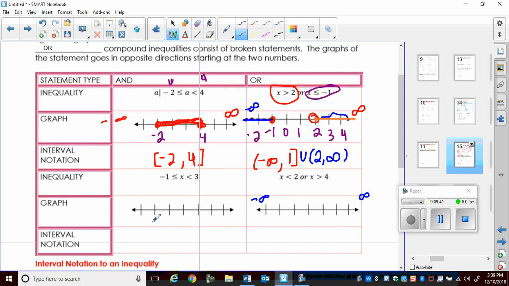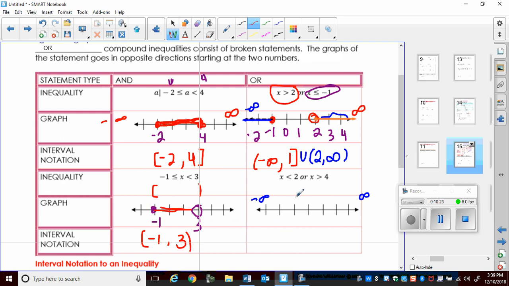So for the AND statement, I'm just going to put my numbers on there, -1 and 3, right? It's filled in at -1. It's a big gaping hole at 3. And I know for a fact that I'm just joining these two points together. Now the interval notation, since it's filled in, it's going to be a hard bracket here, and since it's open, it's going to be a parentheses here. So hard bracket, -1, comma, 3, and then a parentheses. Okay.